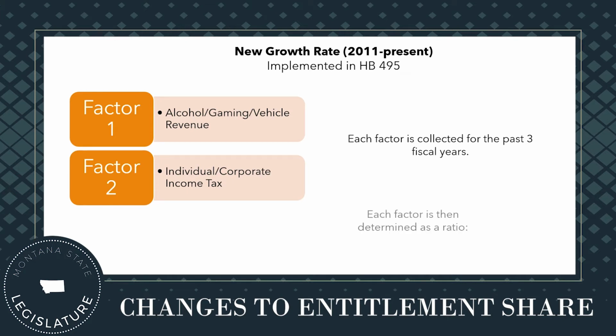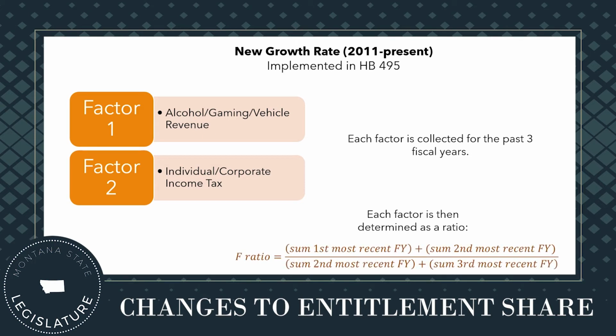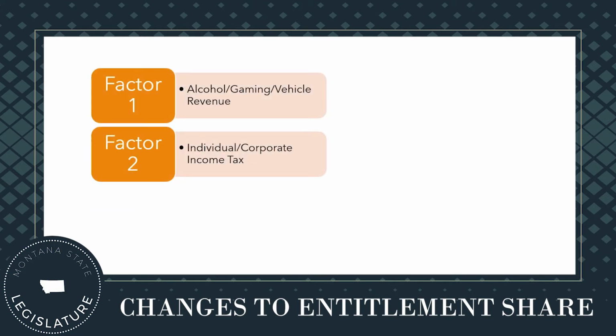I don't want to bog down too much in the math here. The ratio is used just to account for the most accurate average that could be possible using those total revenues from the last 3 years. Once there is a ratio determined for each of the factors, they're weighted differently as well. Factor one is weighted at 75% of the total. And again, this is because those revenues are the ones that are the dedicated revenue for entitlement shares. So they are weighted fairly heavily.